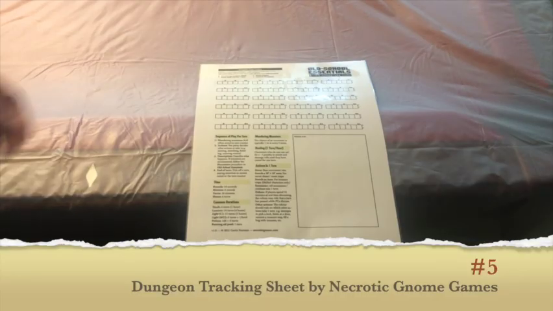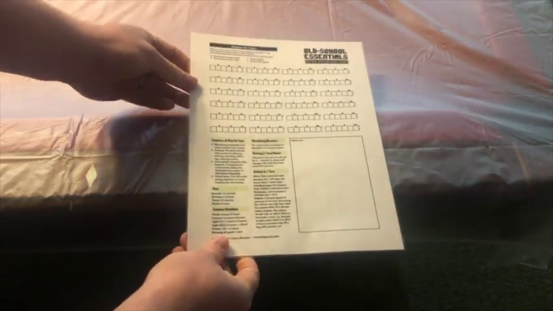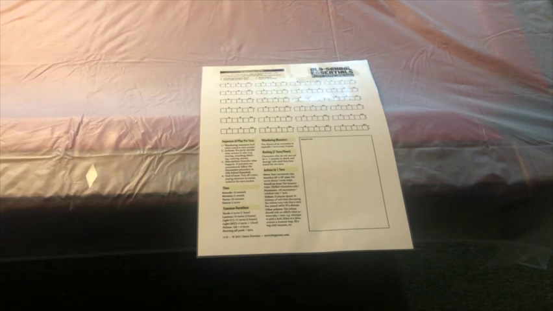Let's get into it. And coming in at number 5 is this great dungeon time tracking sheet from Necrotic Gnome Games and Gavin Norman. This is available for free on their website. The reason I chose this is because it proceduralizes the dungeon experience. This follows the procedure that is set out in BXD&D, but it gives you a nice sheet to keep track of it and to make that procedure much easier at the table.